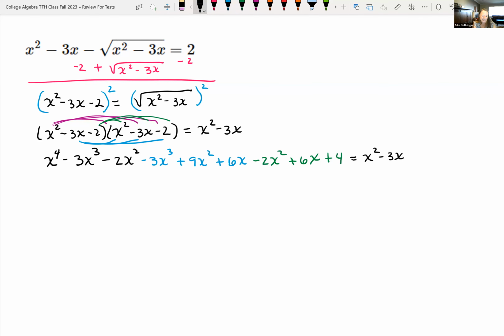Okay, so this looks kind of nasty, but we can do it. Let's combine like terms. We only have an x to the fourth, and as we're doing that, maybe you can subtract x squared and add 3x.